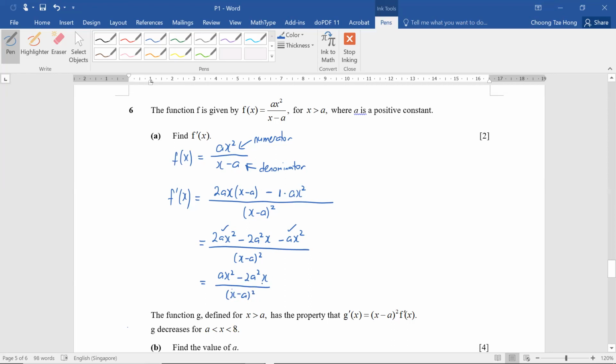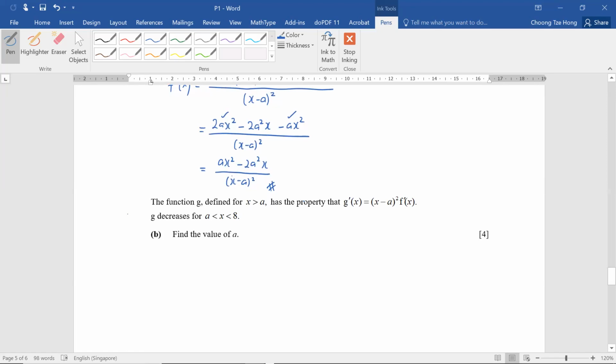At this point, of course, you can factorize out a and x from the numerator, but that wouldn't really help to simplify the expression by much. So we can just leave our answer as this for part A.